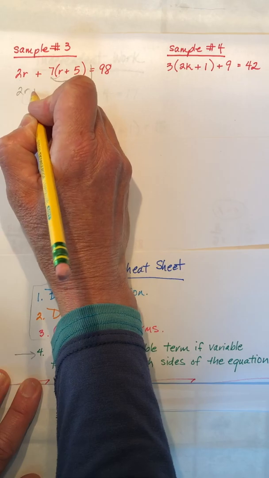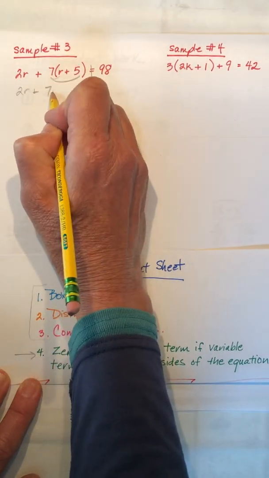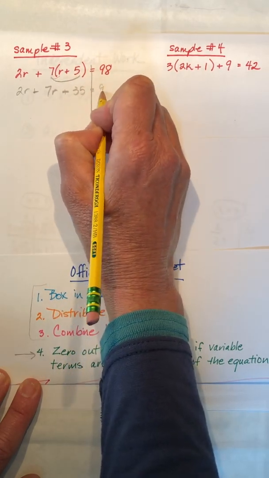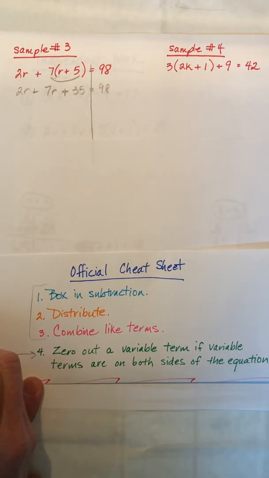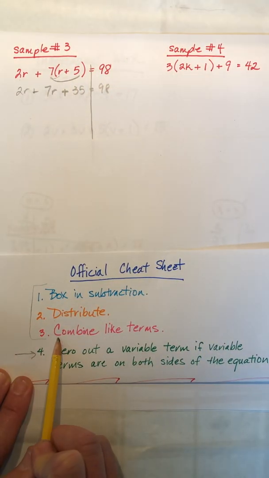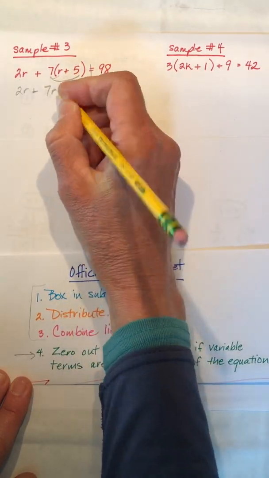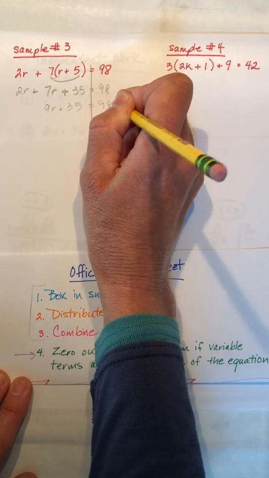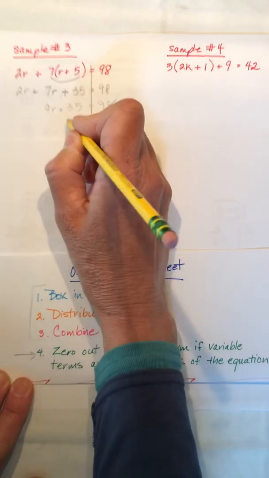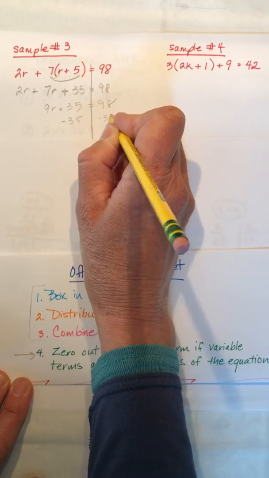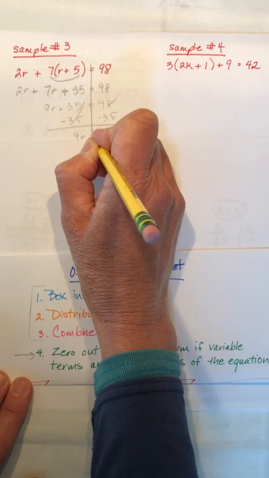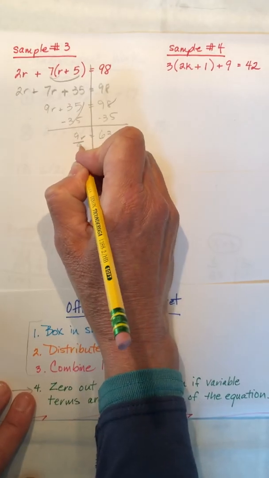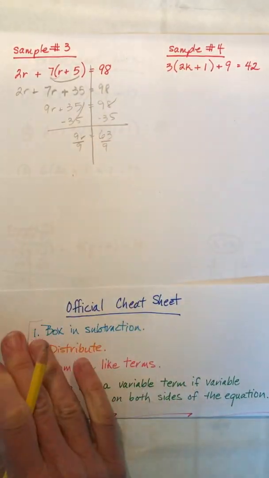I've got 2r plus 7 times r plus 7 times 5 equals 98. And I distributed. I'm ready to combine like terms. 9r, oops, need to sharpen my pencil. 9r plus 35 equals 98. And now I can solve. Minus 35, 9r equals 63. Divide both sides by 9, and r equals 7.